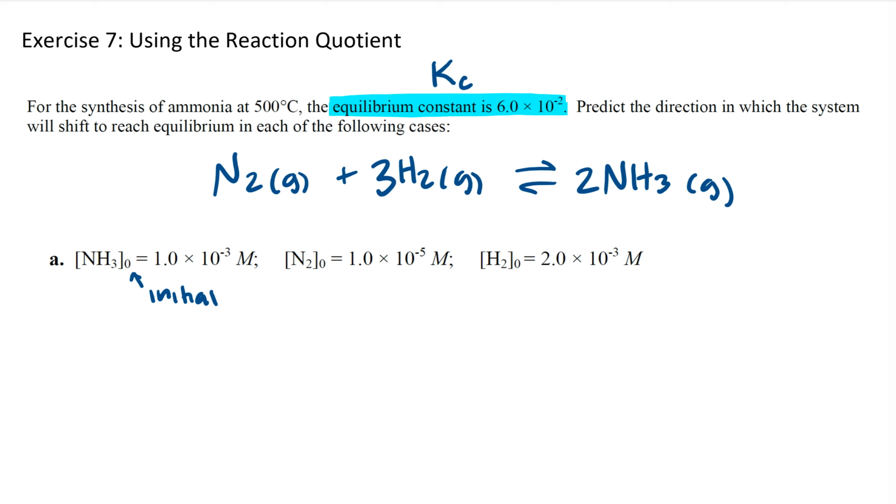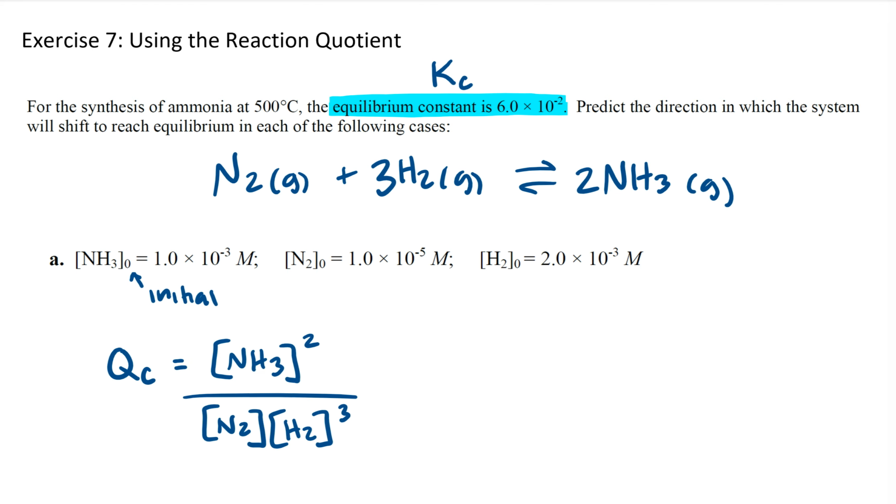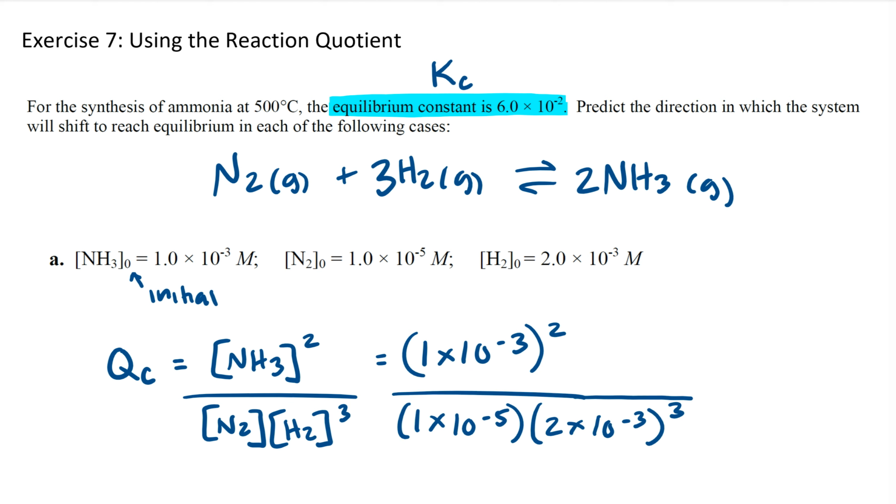Okay, so we're going to write out our Qc expression. We know Qc is products over reactants, coefficients are exponents, and c means concentrations, so we're using square brackets. And now for our Q expression, we're going to plug in all the initial values given to me in this question. And then when I calculate this, I get 1.25 times 10 to the 7th power.